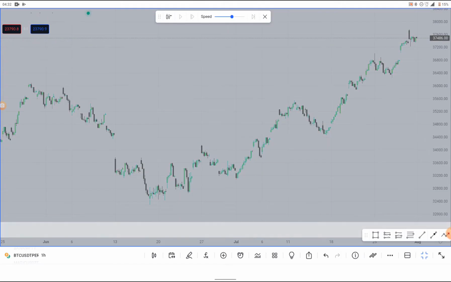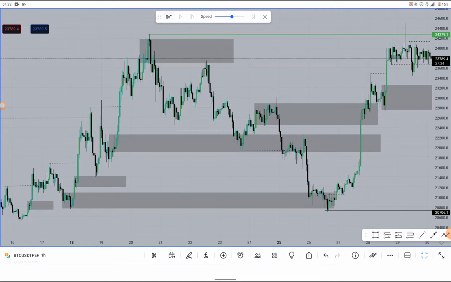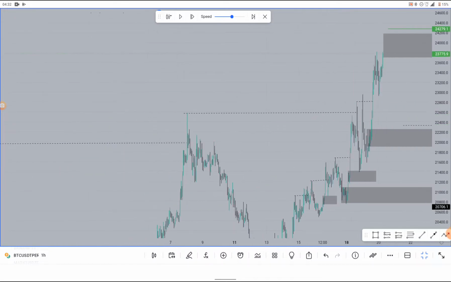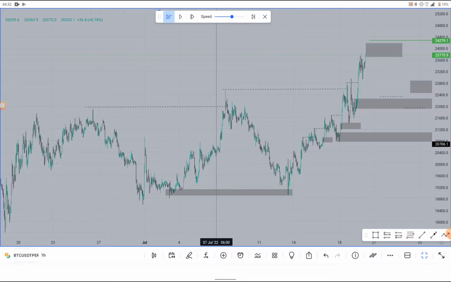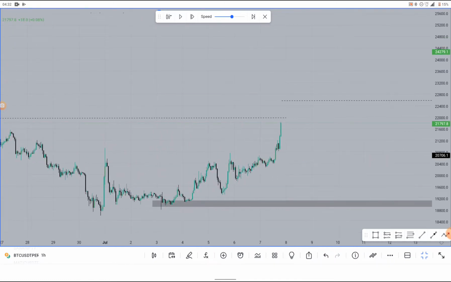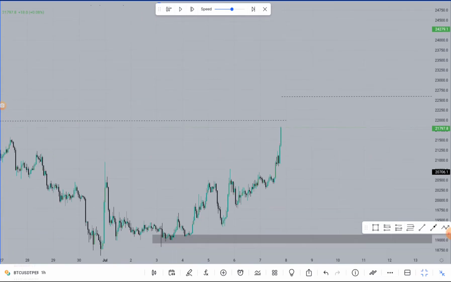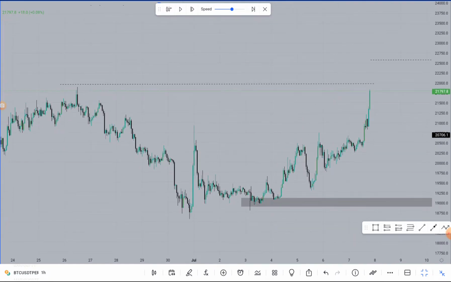Now these are charts, but I'll be back testing this. So I want to give you a live example of how to use support and resistance.